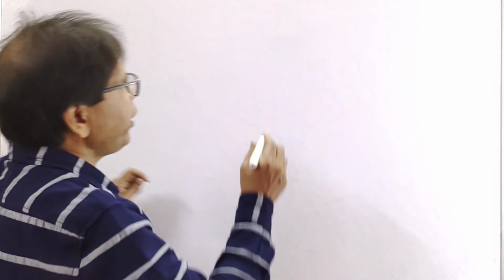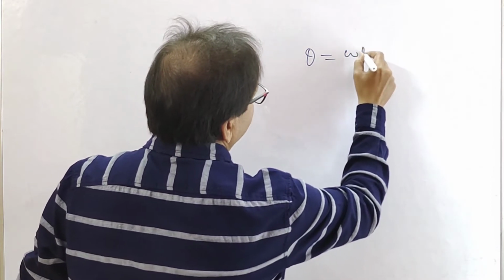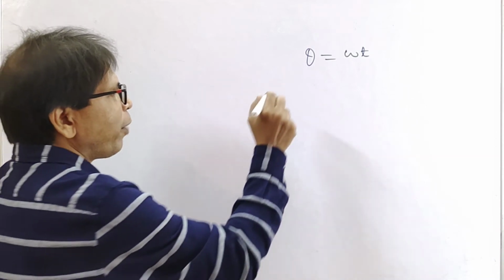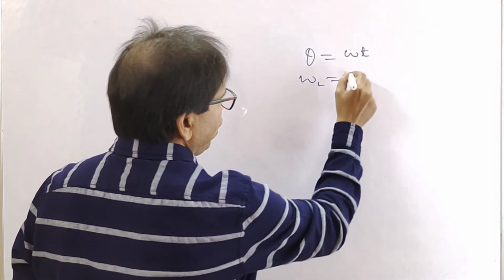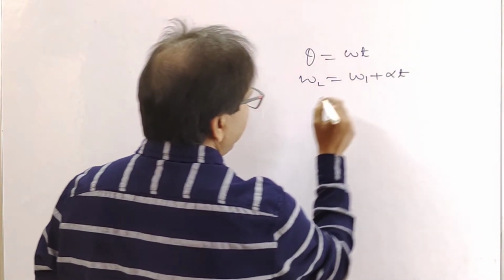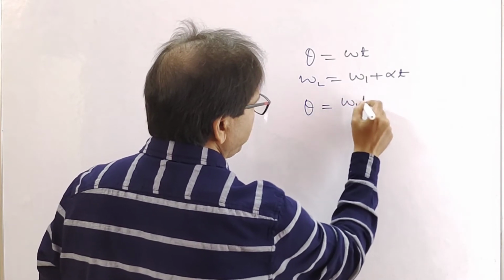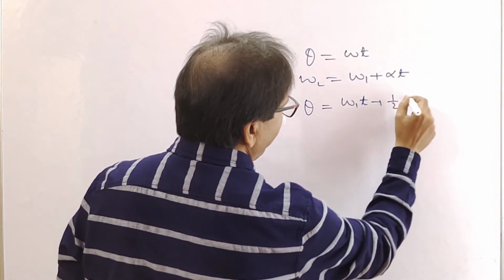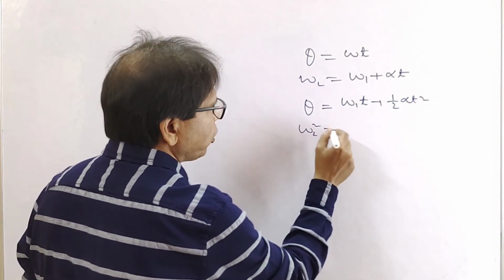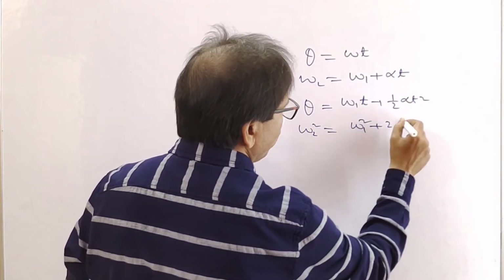Now the kinematics and dynamics of rotational motion. In rotational motion, for constant motion, theta equals omega into t. For accelerated motion, the final angular velocity is equal to the initial angular velocity plus alpha into t. In this case, the angular displacement theta equals omega 1 into t plus half alpha t square. And again, the square of the final velocity is equal to the square of the initial velocity plus 2 into alpha into theta.